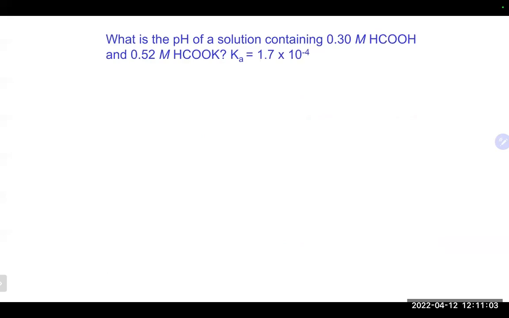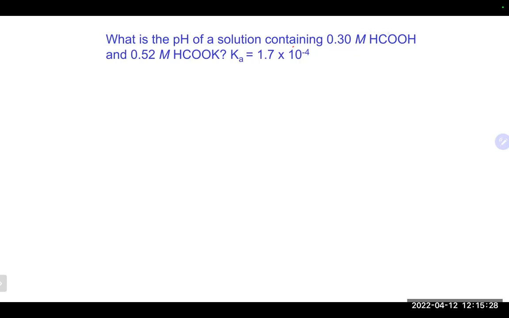Why don't you give this one a go here? What is the pH of a solution that contains 0.3 molar formic acid and 0.52 molar potassium formate? The Ka value is 1.7 times 10 to the minus 4 for formic acid there.